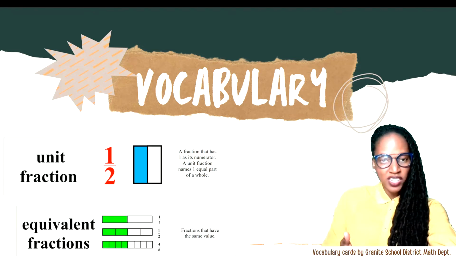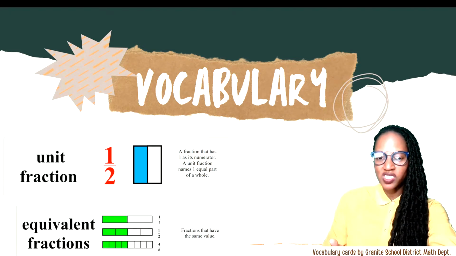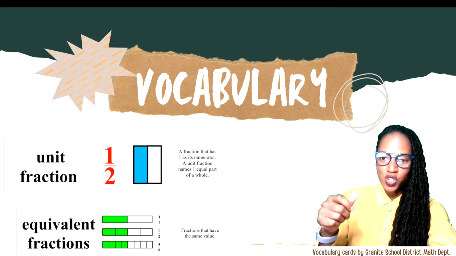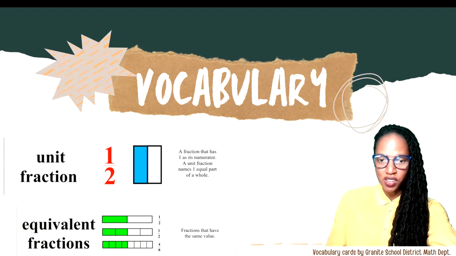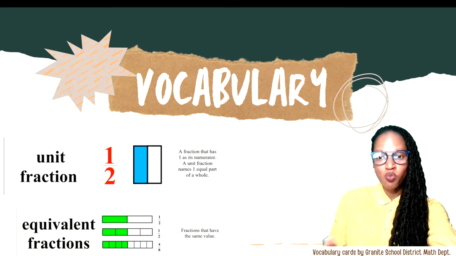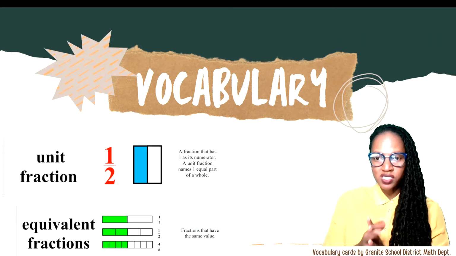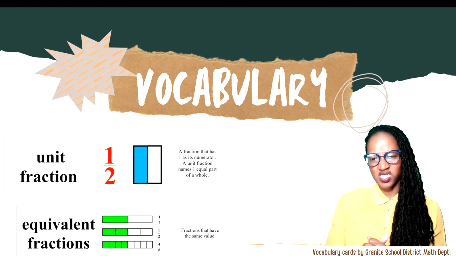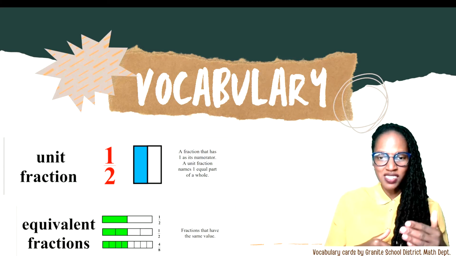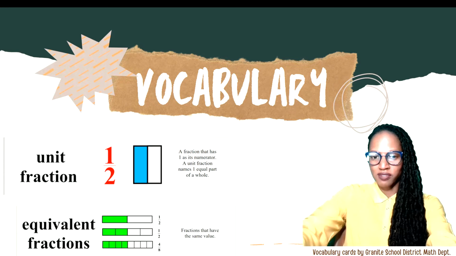An equivalent fraction, we also will make equivalent fractions today. Again, it's just a fraction that might have a different numerator, a different denominator, but it's equivalent or equal to the same amount of another fraction. So in this example in our vocabulary card here, we see that 1/2 is equivalent to 3/6 because if we divide 1 whole into 6 equal pieces, half of that would be 3 of those equal pieces. So 3/6 is exactly the same size as 1/2.